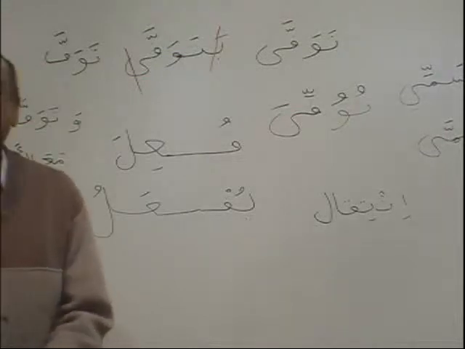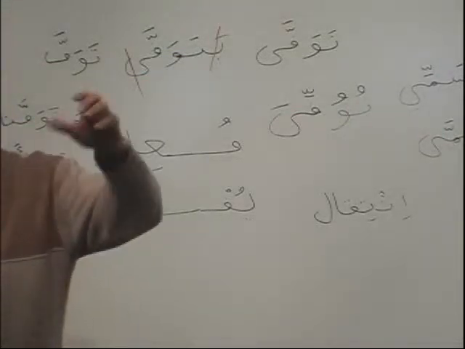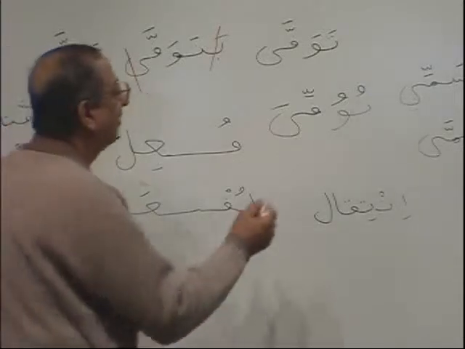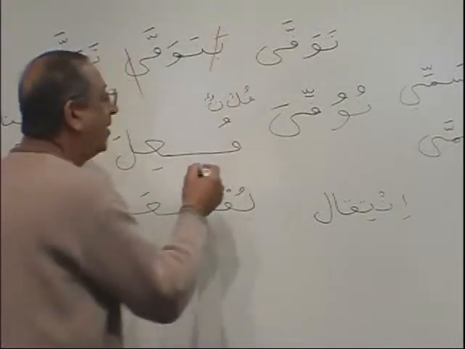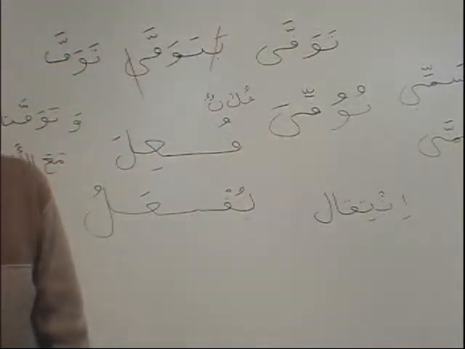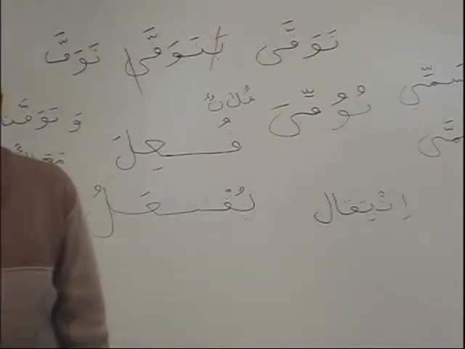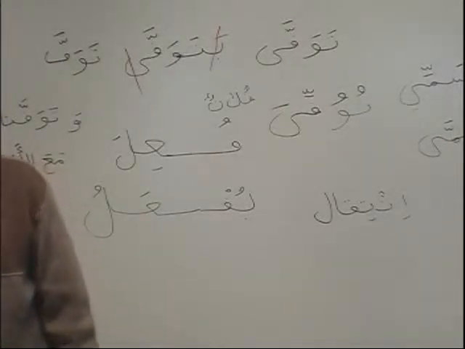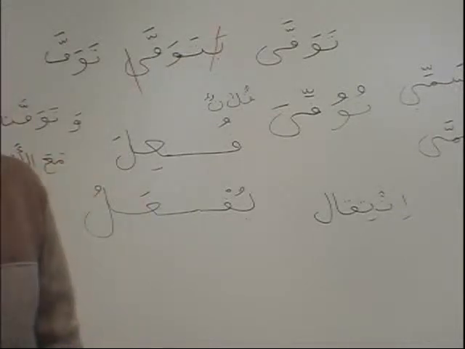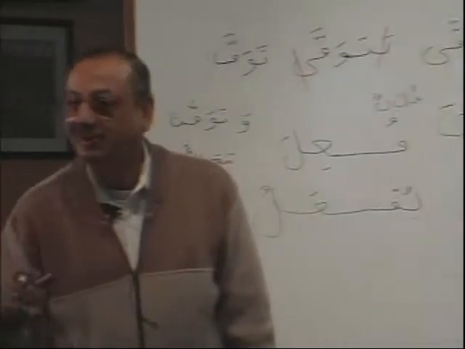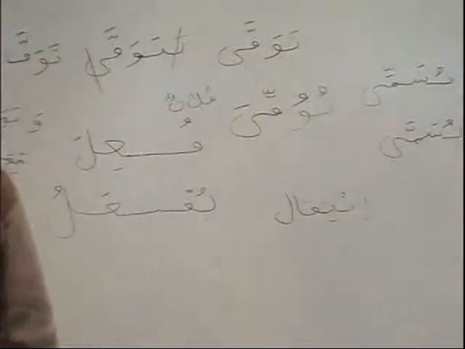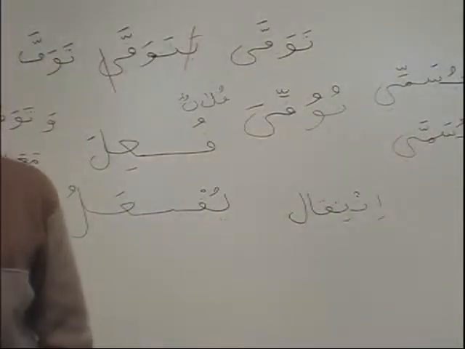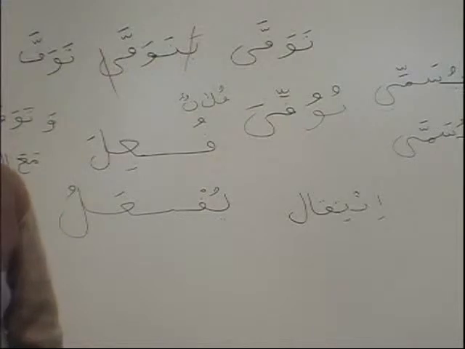Tuwuffiya. If I say tuwuffiya fulanun, okay, let me write down. Fulanun means somebody. This is so common in Indian language. Falana bhai, falana bhai. So and so. Are you with me, brother Hassan? And in Urdu also we say falana. Means somebody. So, tuwuffiya fulanun means somebody died. Was caused to die. Somebody was caused to die. Are you with me, brothers and sisters?